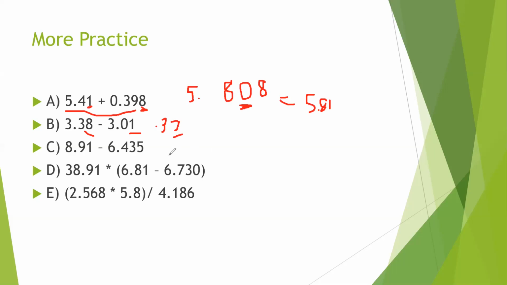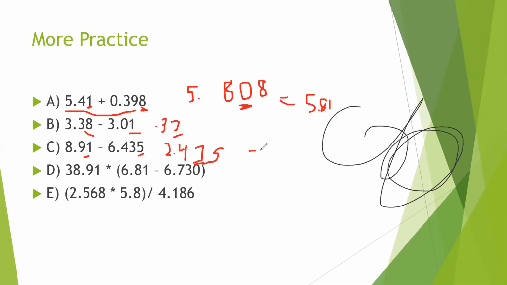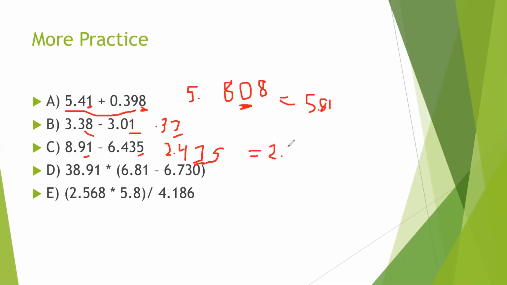And how about C? So C, this one has 2 decimal places and this one has 3. So we're going to keep it down to 2. And after doing the calculations, you get from a calculator 2.475. And we round it to the 2 decimal places. So we round it to 2.48.